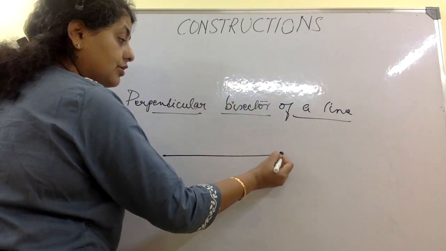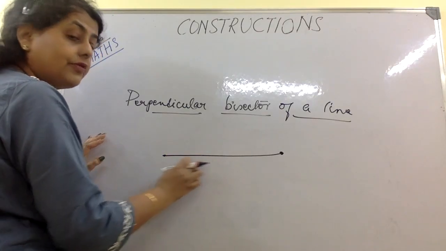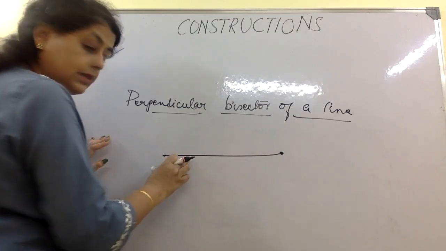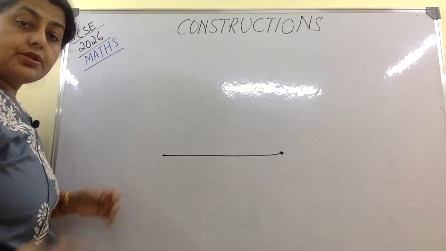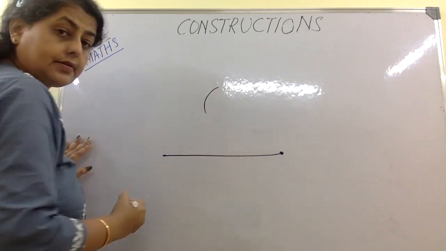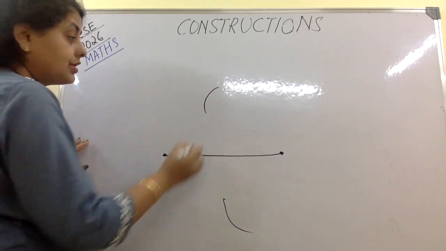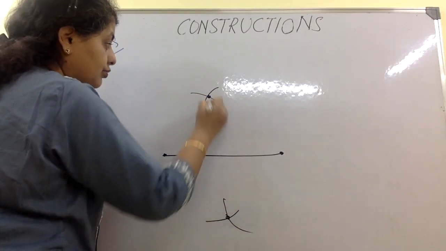Now fix your compass here, pull your pencil till here, that is more than half of the line. So you measure, take a radius of more than half of the line from here, arc here and arc here. Same radius, don't change the radius, cut the previous arcs. These 2 points are to be joined.